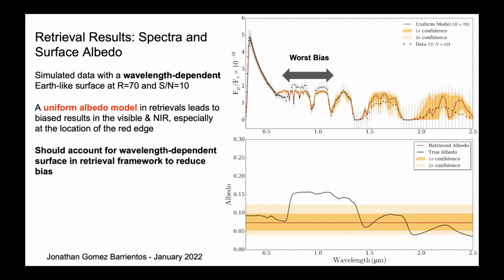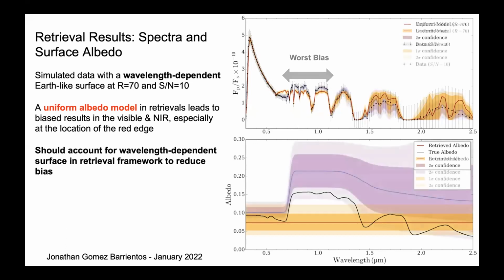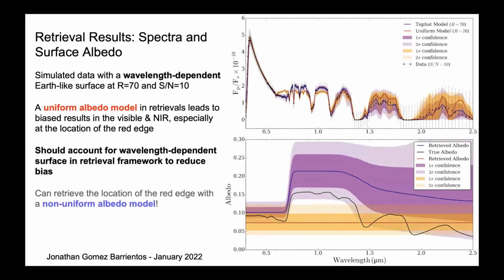So what this implies is that we should account for the wavelength-dependent nature of the simulated data in the retrieval in order to obtain unbiased results. And if you do so, what you'll find is you obtain a much better model, and you're also able to constrain the location of the vegetation red edge, which is what you're seeing in this bottom panel here.